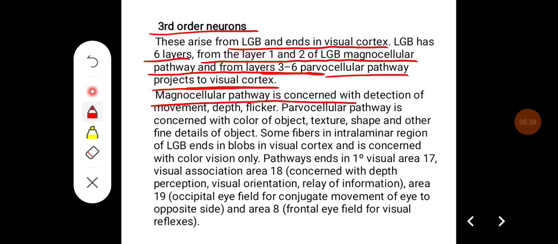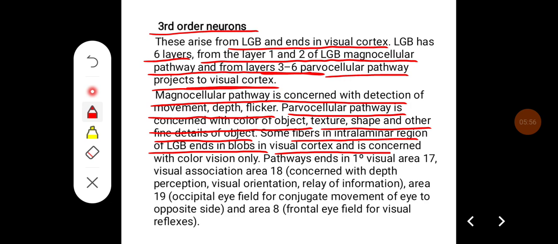The magnocellular pathway is concerned with detection of movement, depth, and flicker, whereas the parvocellular pathway is concerned with color of the object, texture, shape, and other fine details of the object. Some fibers in the interlaminar region of the lateral geniculate body end in blobs in the visual cortex and are concerned with color vision only.